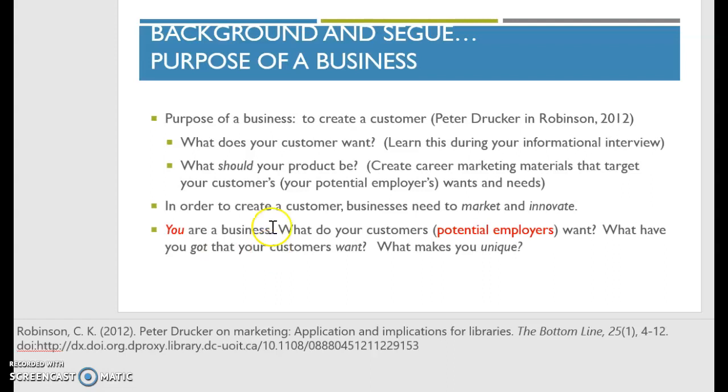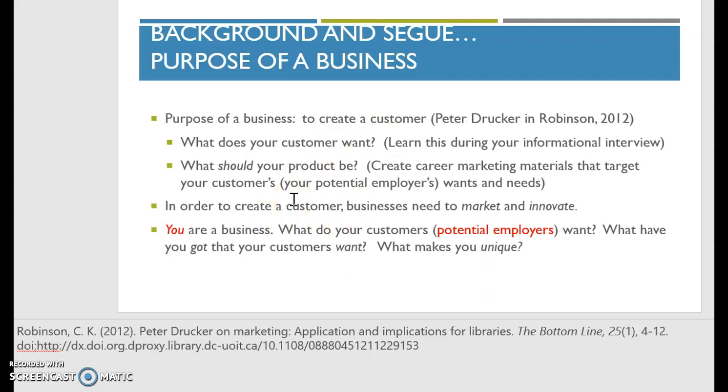So this is some information. What is a business? And you're a business. Your purpose is to create a customer to get an employer, right? Sort of showing how it's similar to what you're doing as somebody who's selling widgets or something.